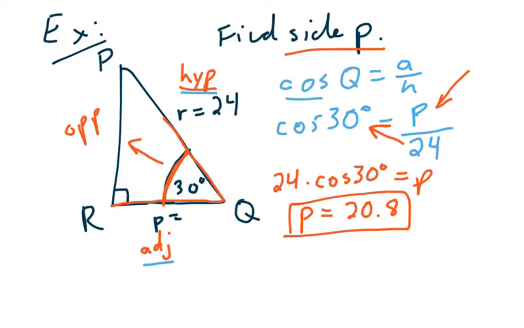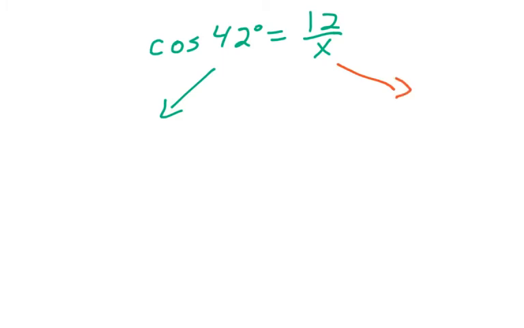Now, let's talk about a situation where your unknown is in the bottom. Let's flip this around and look at solving something like this. I'll just make a question up: cos of 42 degrees is equal to 12 over, let's call it x, with my unknown in the bottom. Now there are two ways of doing this, and it doesn't really matter to me which way you do it. I'll tell you the way I do it most often. I multiply the x up and divide the cos 42 down. So I get x equals 12 divided by cos 42 degrees.